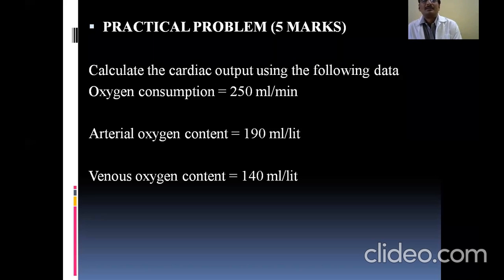Well, take a minute and try to calculate on your own. Hope you all calculated. Now we see the solution on the next slide.